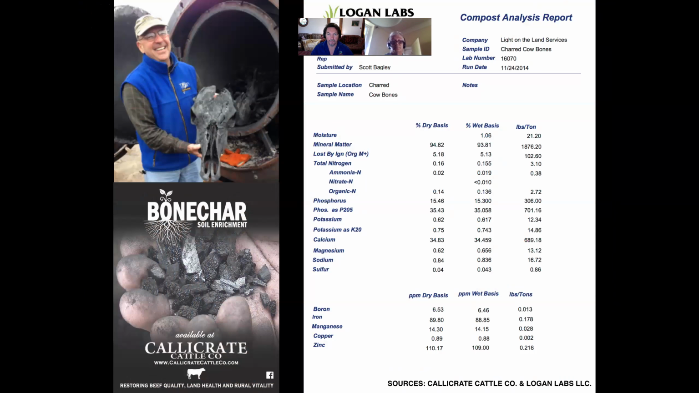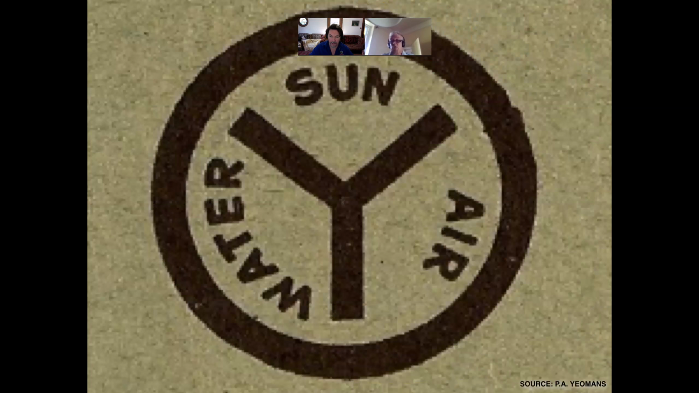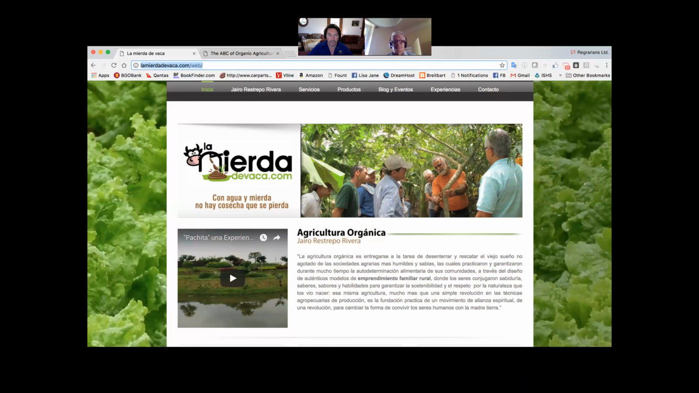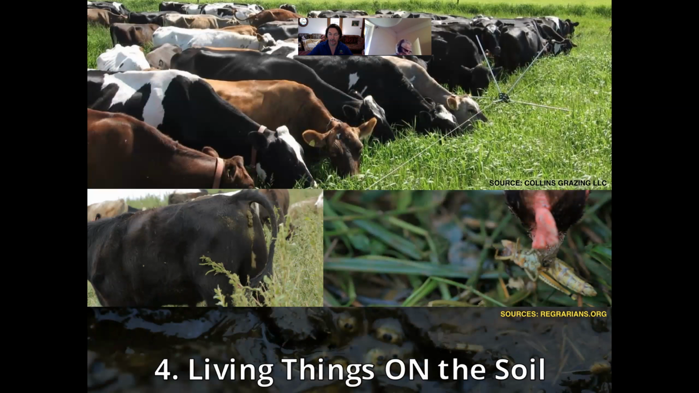This is from a slideshow that we have as part of one of our stump speeches, if you like, where I look at, after Christine Jones's five essential ingredients for soil formation process, I've taken that on to say, all right, well, you need sun, air, water, you need biologically available minerals, you need living things in the soil, and you need living things on the soil. A lot of what we've talked about today has been living things on the soil, and as being the conduit to feeding living things in the soil.